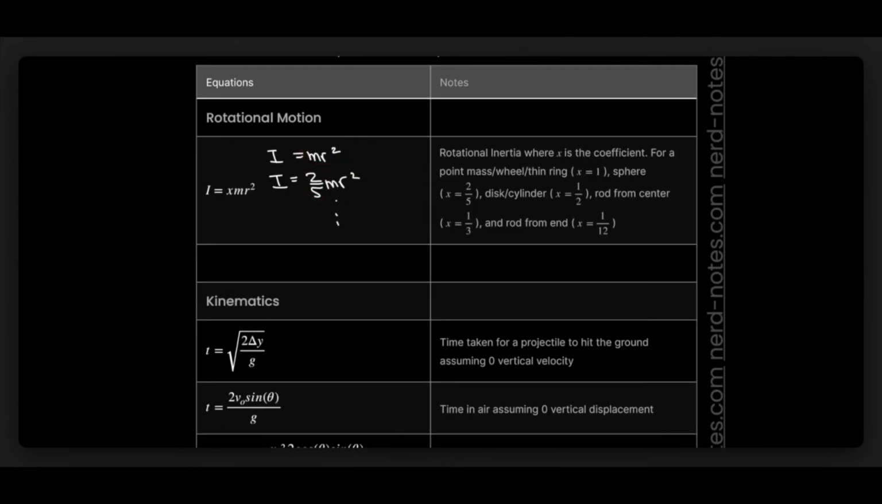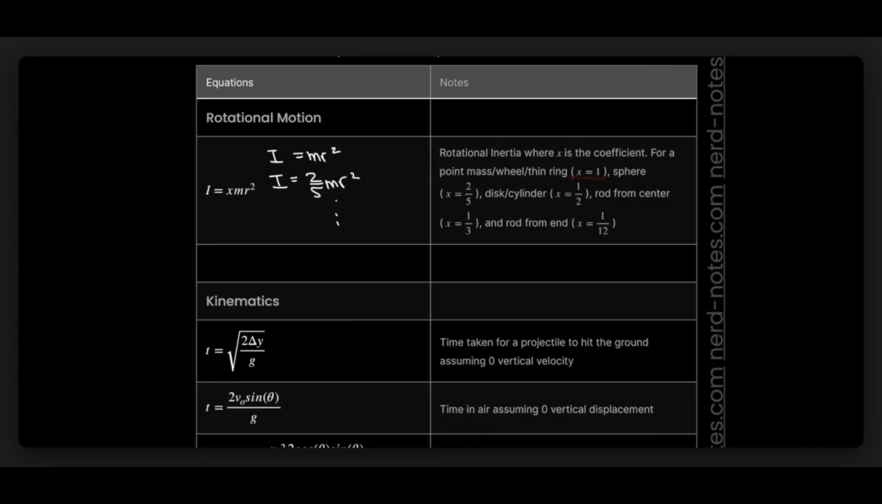And so what I'm doing is I'm extracting that coefficient and making it into a variable, x. I'm going to be using this further down the line, and it will make more sense. But for right now, the general equation for rotational inertia, for the most part, is going to be x mr squared, where x is the coefficient of rotational inertia, as I call it.